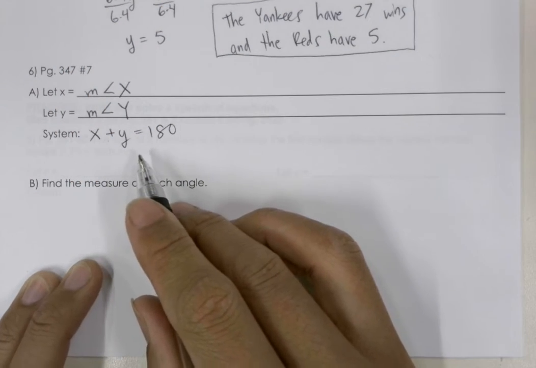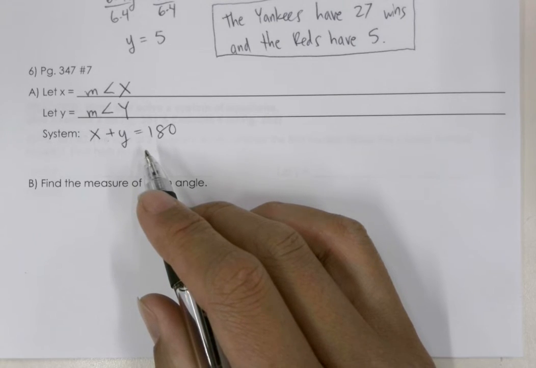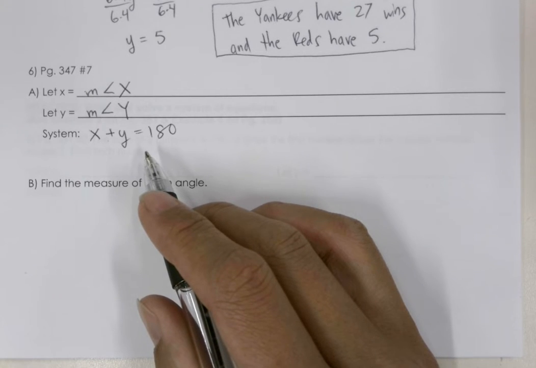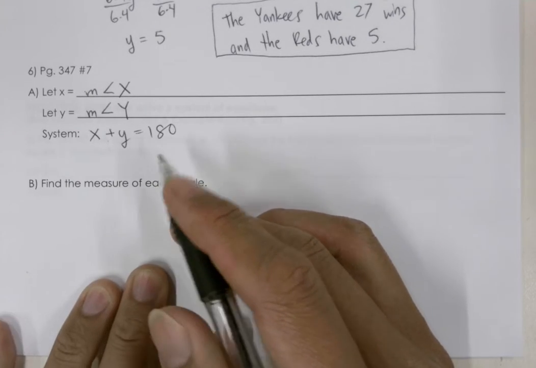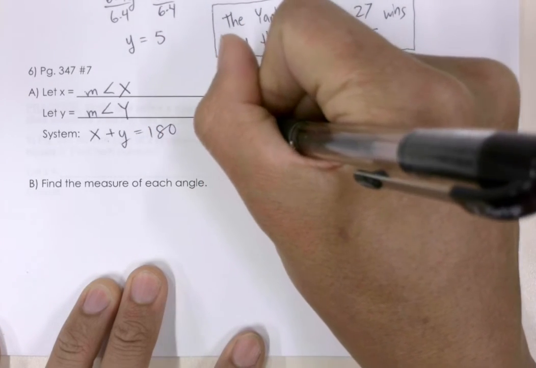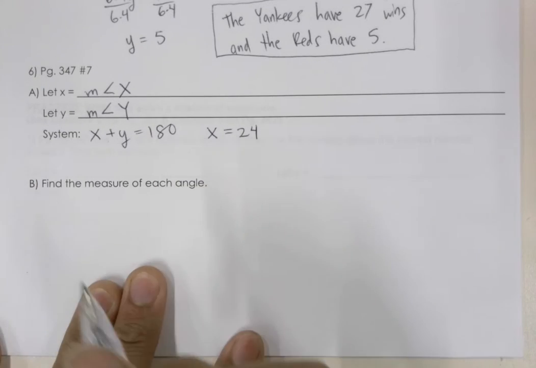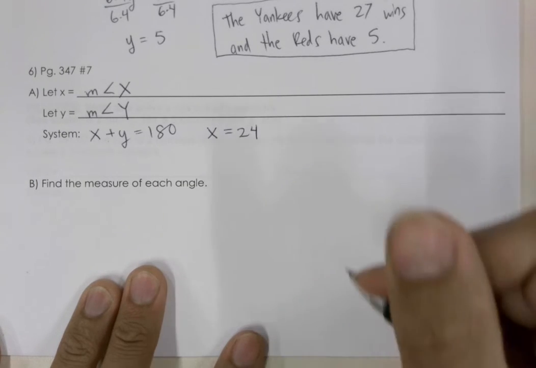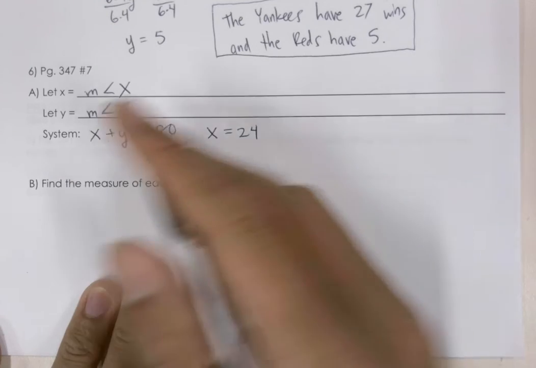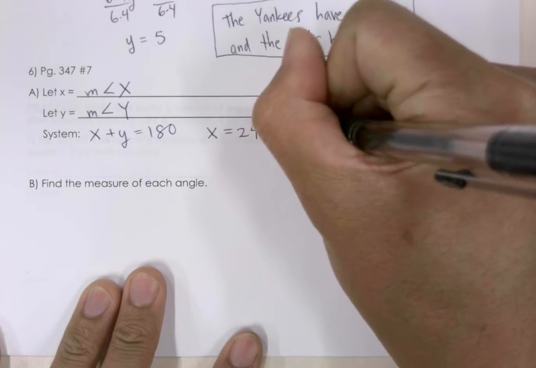Great. Our first equation is done. Now the second sentence in the problem says the measure of angle X is 24 degrees greater than the measure of angle Y. So the measure of angle X is equal to 24 degrees more than the measure of angle Y. So I could say Y plus 24, or I could say 24 plus Y.